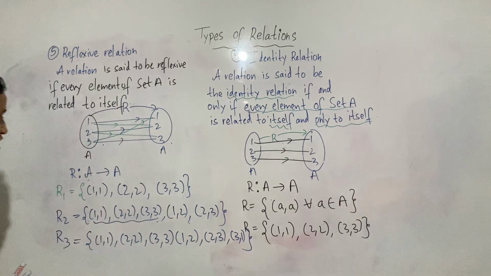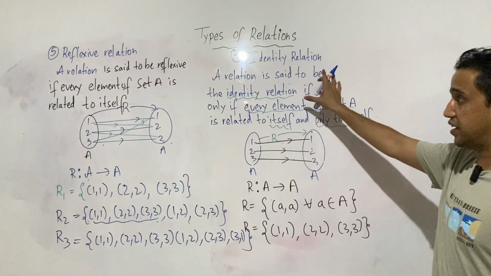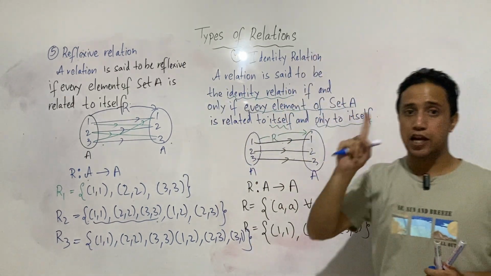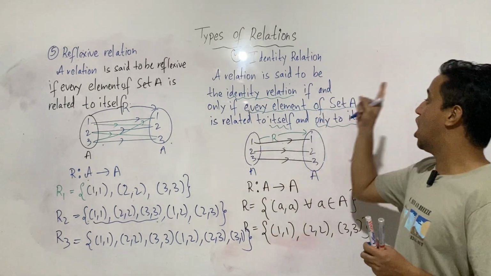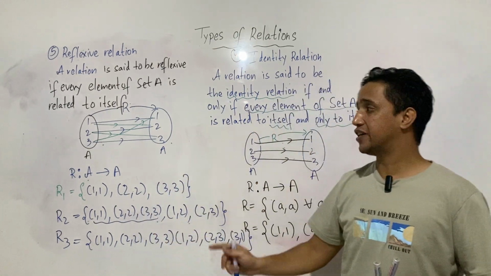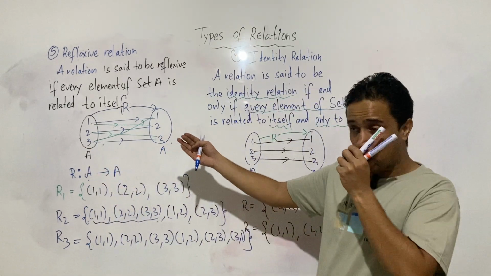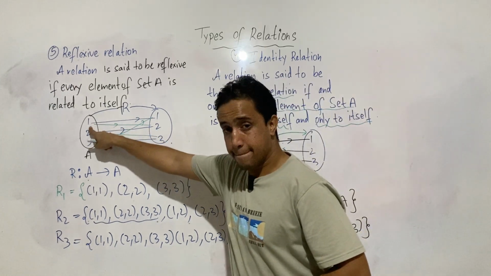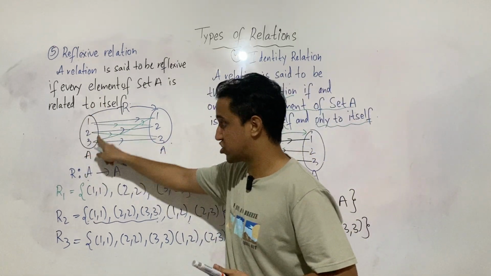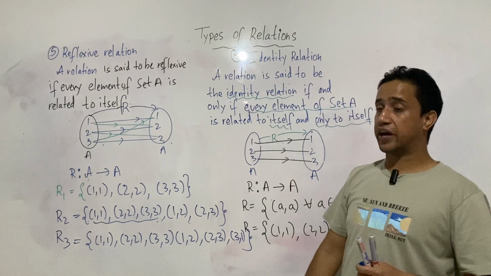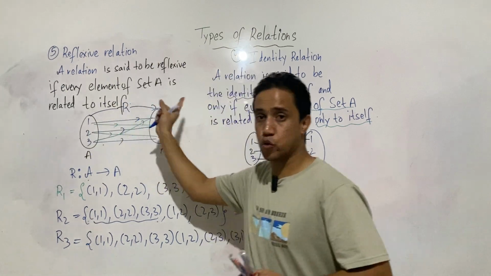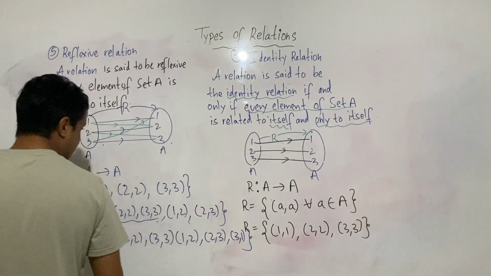Okay, so I hope you understand the difference between identity and reflexive. The identity strictly says that every element must be related to itself and only to itself, but here it doesn't say only to itself. So it can accommodate other relations from the elements in this set to this set, other than the relation of every element with itself. Just keep this in your mind.